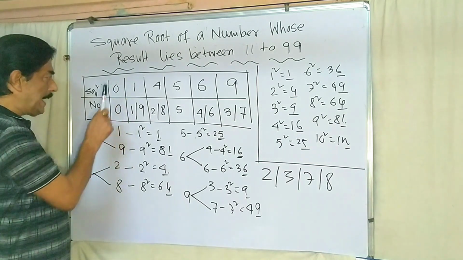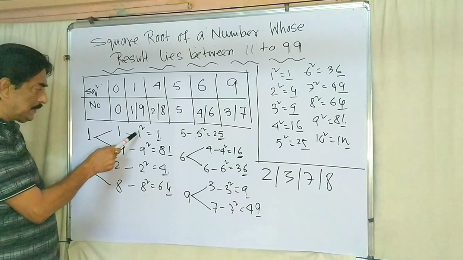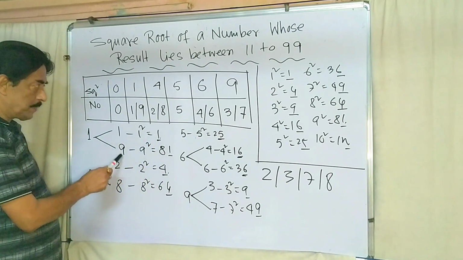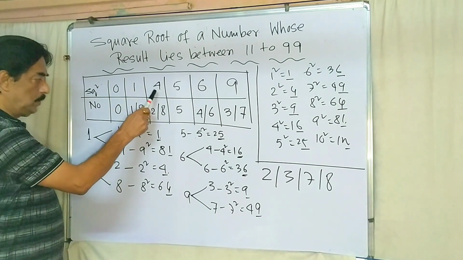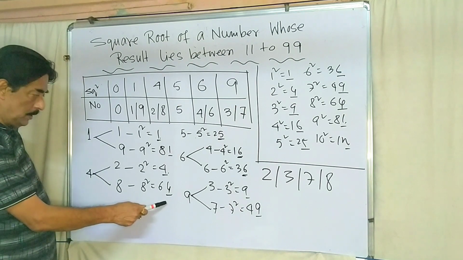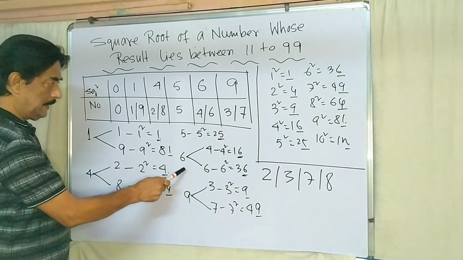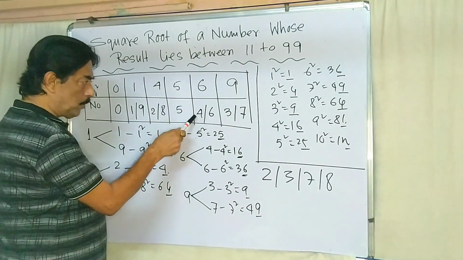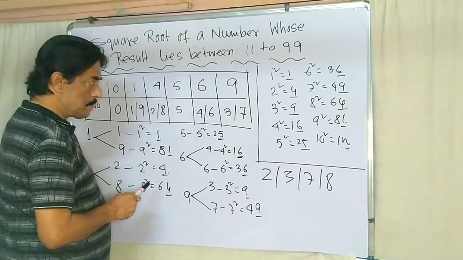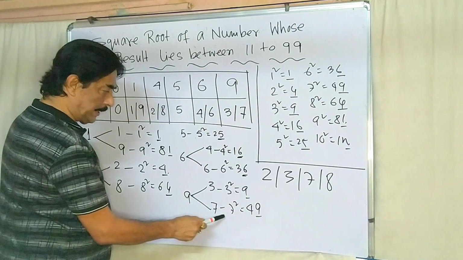Now 1 square is 1 and 9 square is also 1. So 1 is possible for 1 and 9, two cases. For 4, 2 square is 4 and 8 square 64 is also 4. For 6, 4 and 6, because 4 square is 16 and 6 square is 36. Under 9, 3 and 7: 3 square is 9 and 7 square is 49.